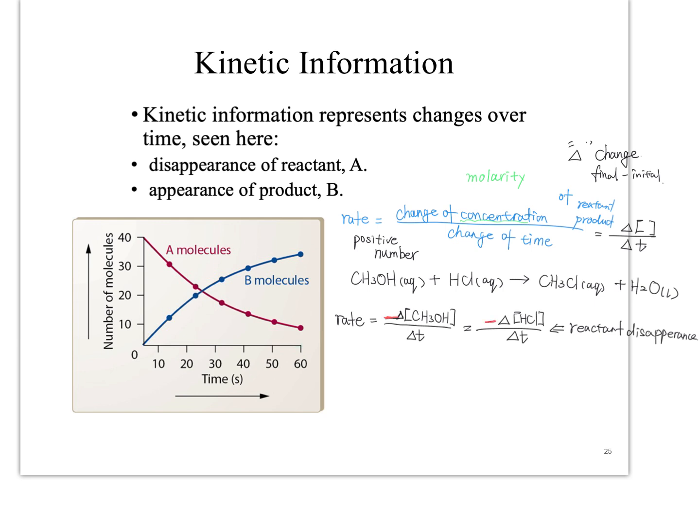And if we want to express the rate in terms of the appearance of product, if the product is made more and more, the delta concentration of the product will be positive to begin with. So we don't need that negative sign. The rate equals delta of water divided by delta t. What we are looking at here is the product's appearance.